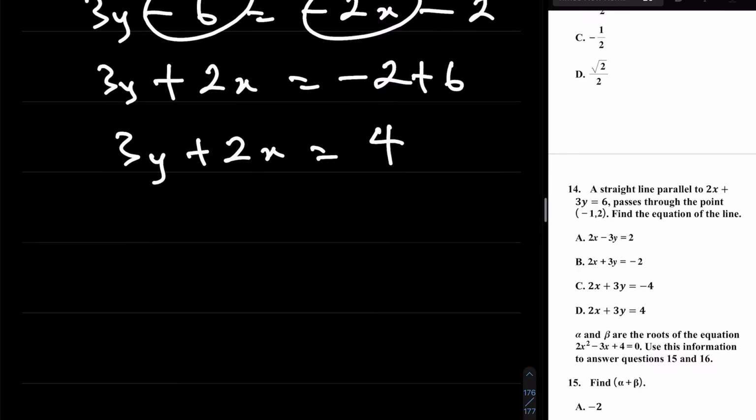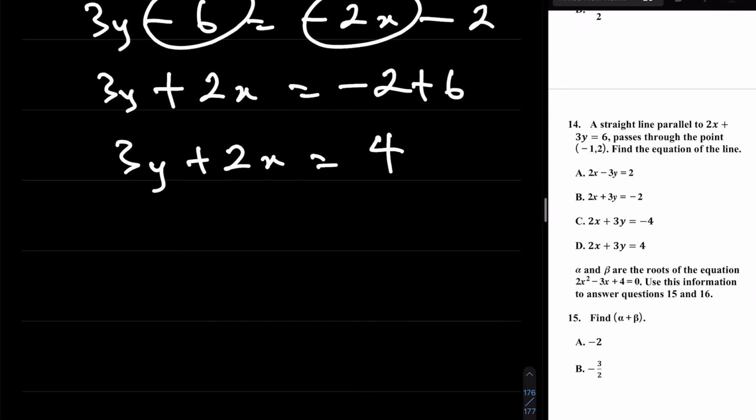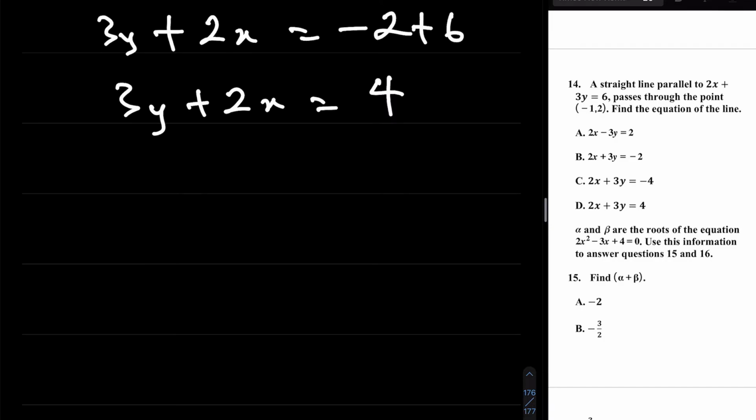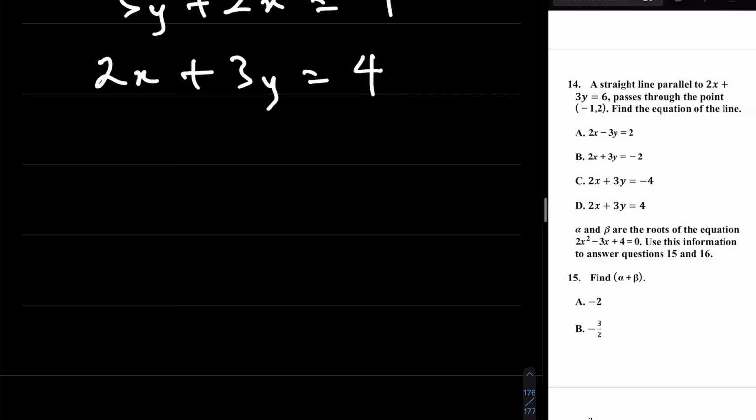Therefore, the equation of a line which is parallel to 2x plus 3y equals 6 is 3y plus 2x equals 4. And the correct option is D. They wrote it as 2x plus 3y equals 4, which is the same as 3y plus 2x equals 4. So the correct option is D. And straight we go to the next. The next one is number 15.